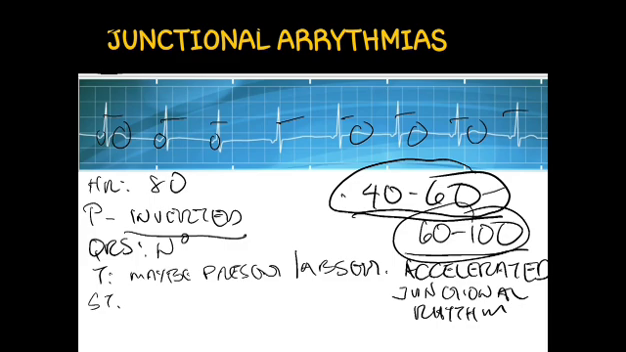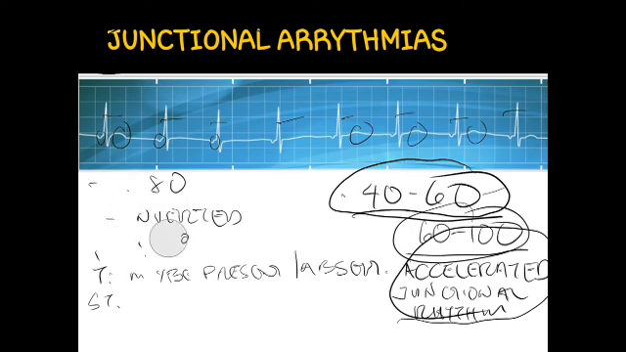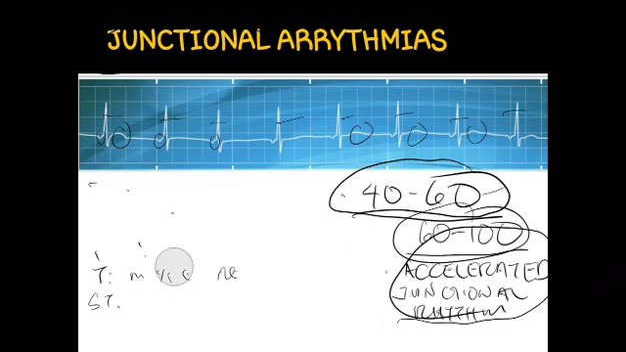So what will happen with accelerated junctional rhythm is that the person experiencing this doesn't feel any problems at all, except that there is a decreased output. So why is it that there is a decreased output? Now here's the thing with your accelerated junctional rhythm.